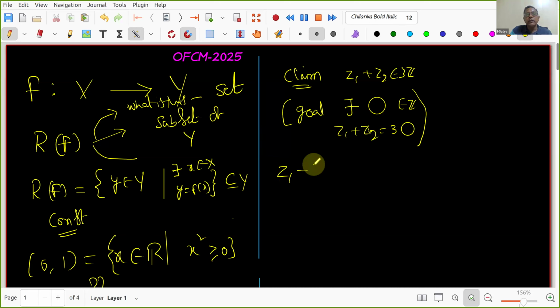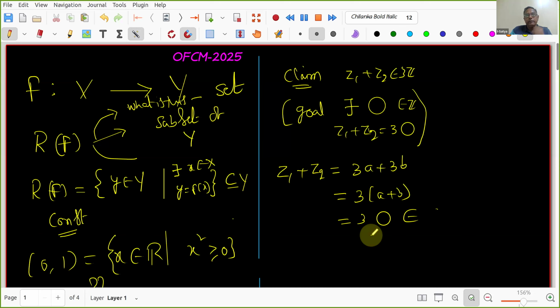Now I'll start. Z1 plus Z2 is equal to 3A plus 3B. Next step, we take 3 common, which equals 3 into (A plus B). Now it is of the form 3 times something, right? That's why it belongs to 3Z. That is the way.